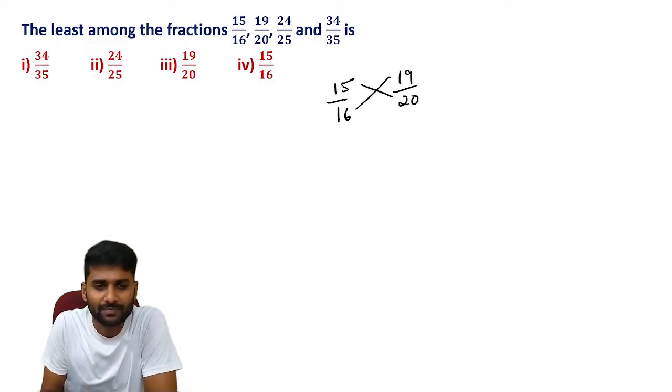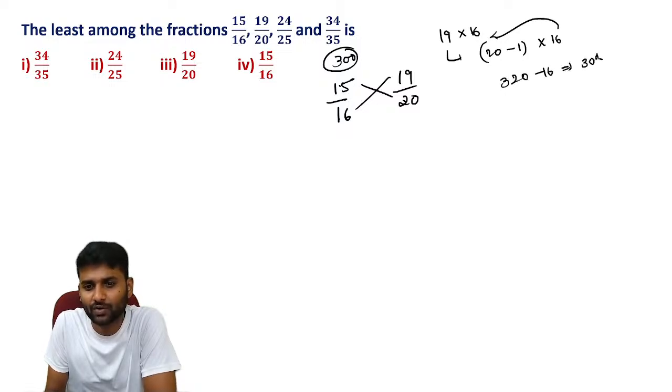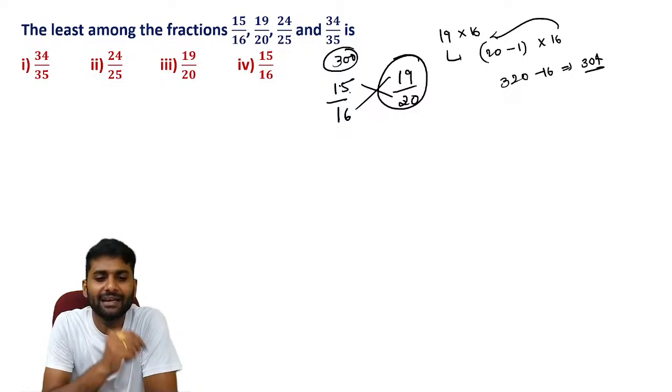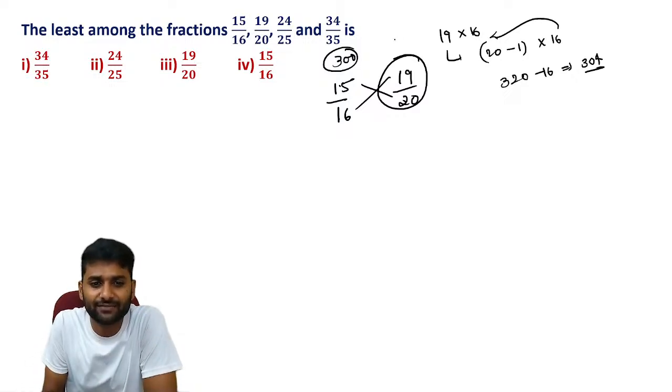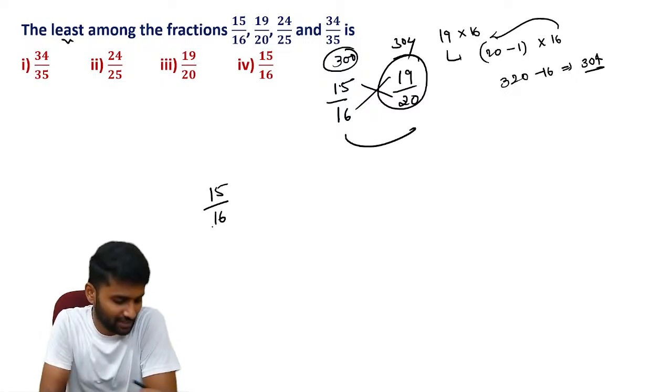Cross multiply them. 15 into 20 is 300. 19 is multiplied with 16. Let's take 20 minus 1 multiplied with 16. 16 into 20 is exactly 320, minus 16 is 304. So we can say that 19/20 is greater than 15/16. But here the question asks for the least. If you compare these two, 15/16 is the least value.